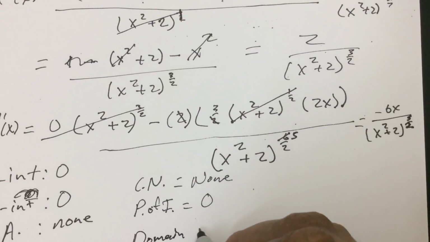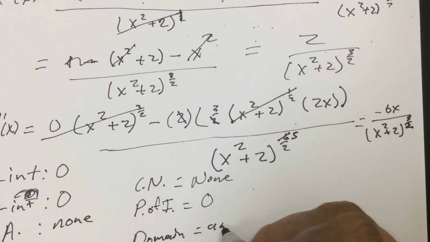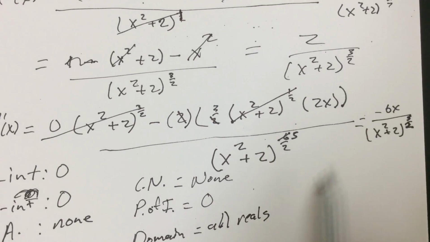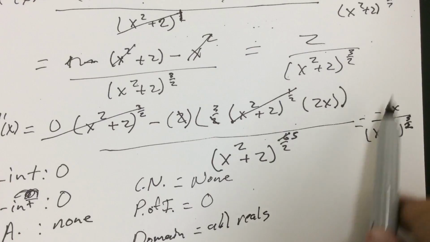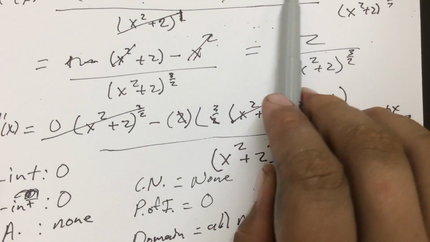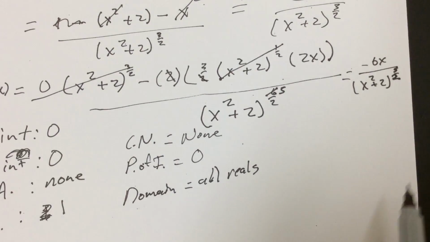Domain-wise, it's just going to be all reals. So all reals because there's no way to ever get a 0 on the bottom. We can put anything in here because it's x squared, so we don't have to worry about the negatives. Looking back up here at the original.